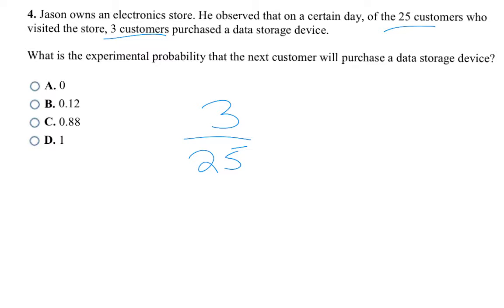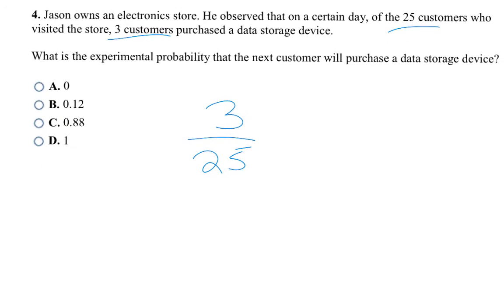So the experimental probability is 3 over 25, and I can't reduce that, but if I look at my answers, they're all in decimal form. So that means I'm going to need to divide 3 divided by 25 on my calculator, or by longhand if you prefer, but when I type, you always type numerator then denominator. 3 divided by 25 is 0.12 or 12 hundredths. And so that's going to make my final answer B.